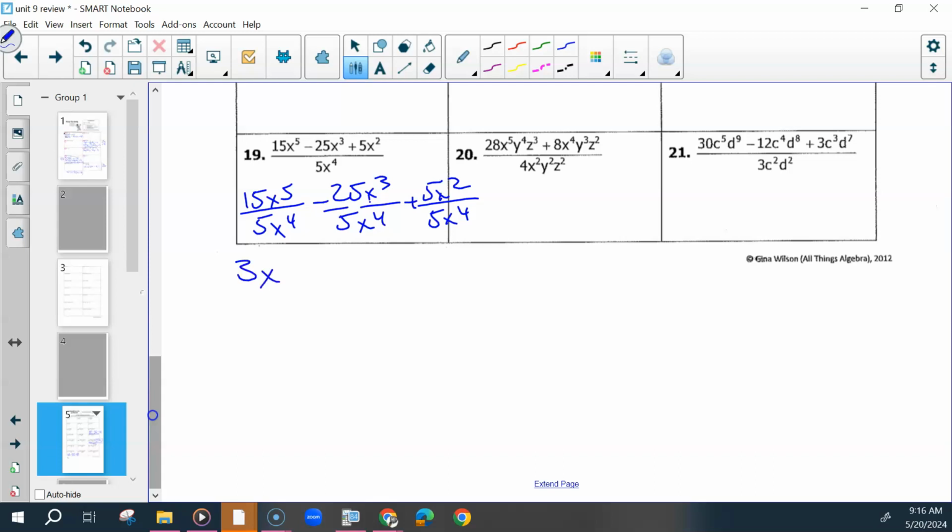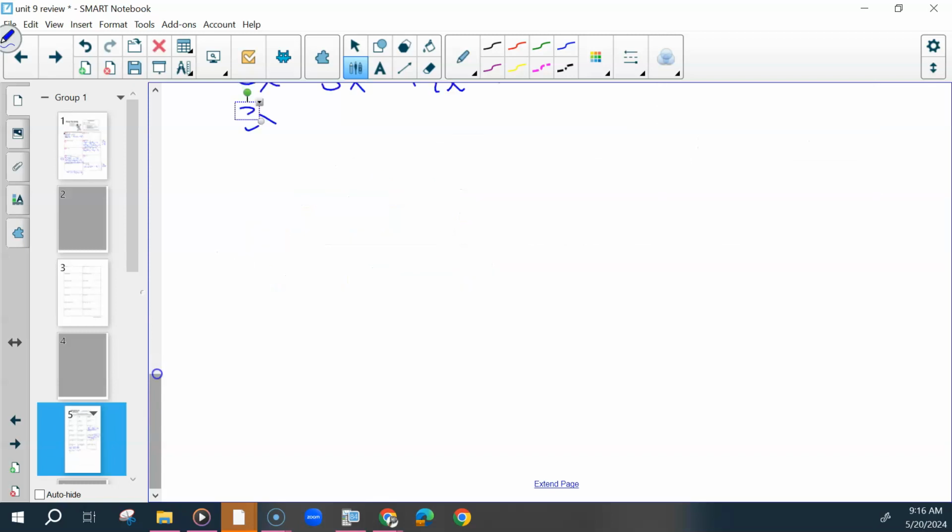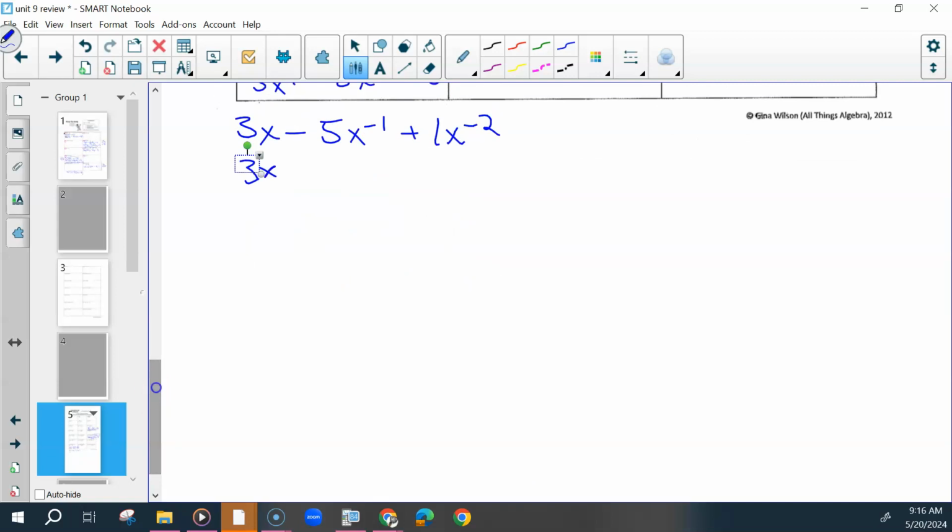3x minus 5. This would give us a negative 1. I'll leave this like this for now. And this would be 1x to the negative 2. And you can't leave your final answers with negative exponents. So 3x minus 5, the x would come down, plus 1 over the x squared would come down. And that would be your final answer.